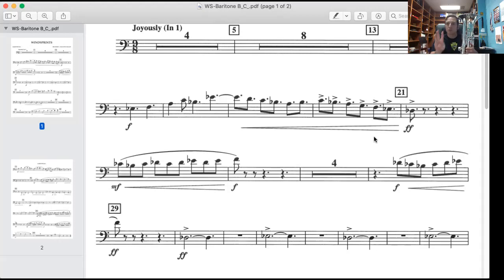1, 2, 3, 1, 2, 3, 1, 2, 3. If you can do that, you can survive. Great. Now go into 3/4. 1 and 2 and 3 and 1 and 2 and 3 and 1 and 2 and 3 and 1. Okay, so you've got to transfer from one to the other.